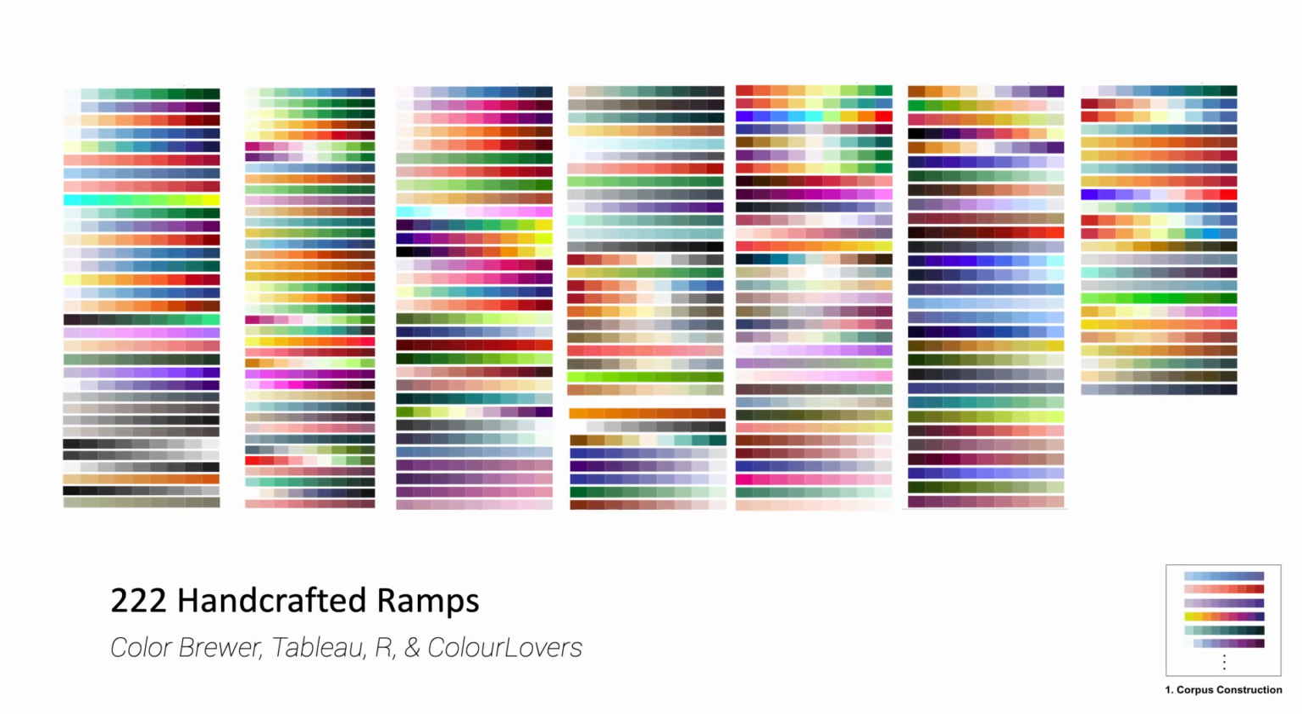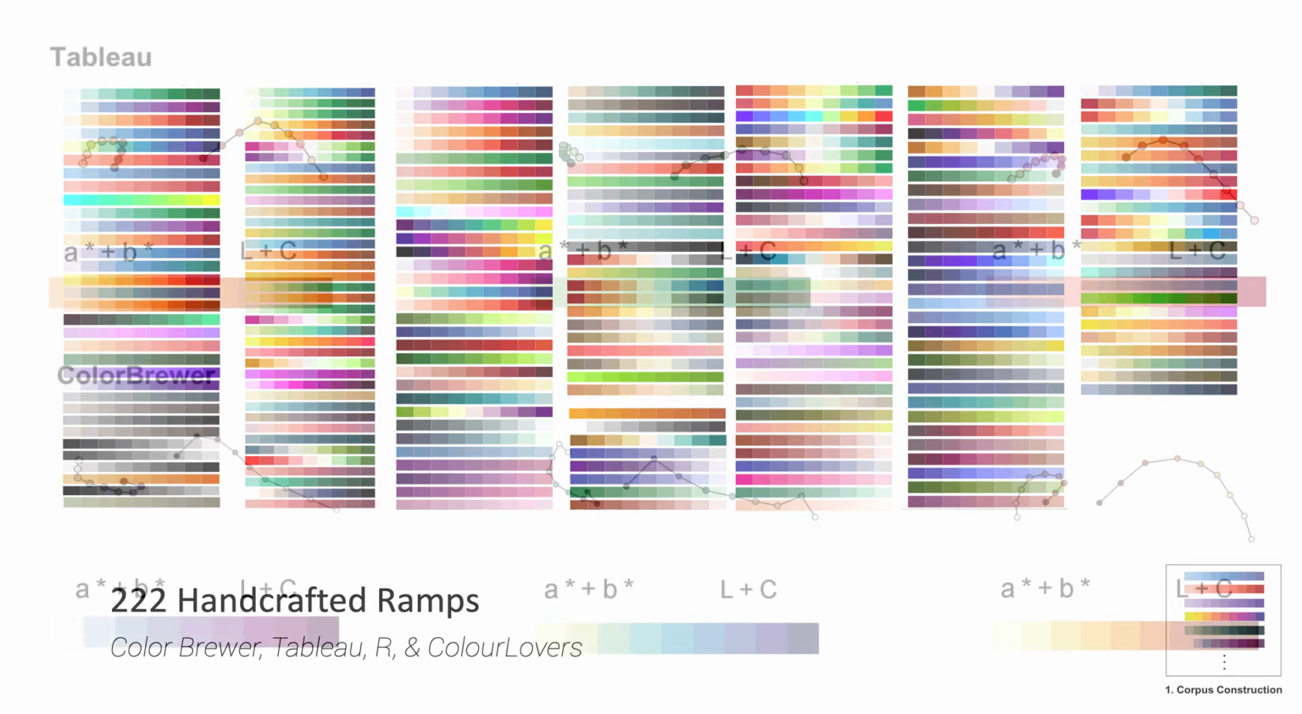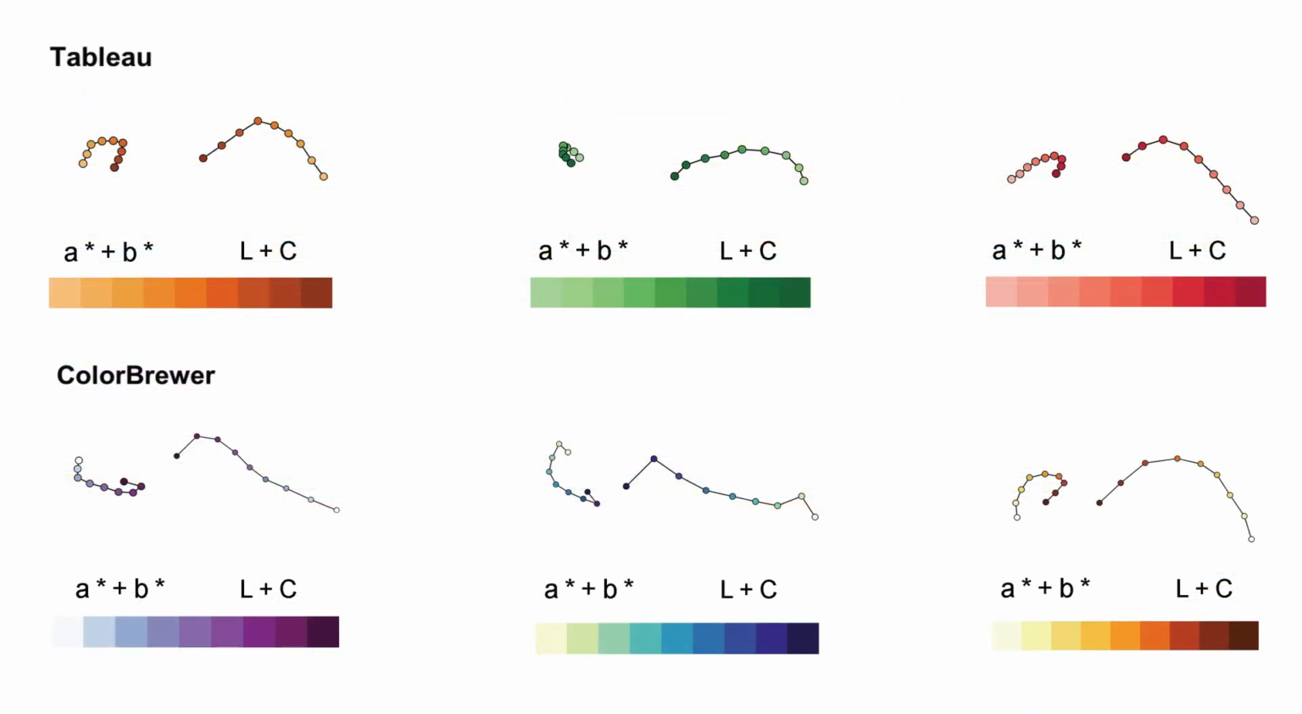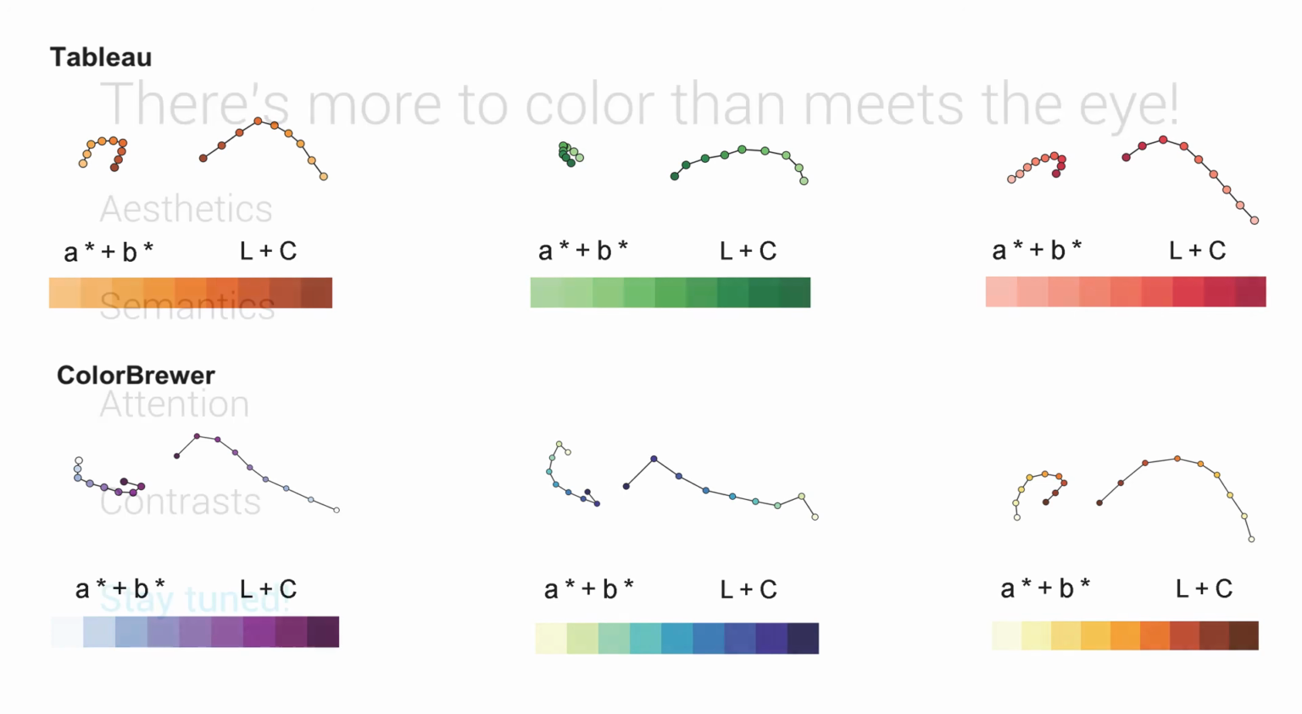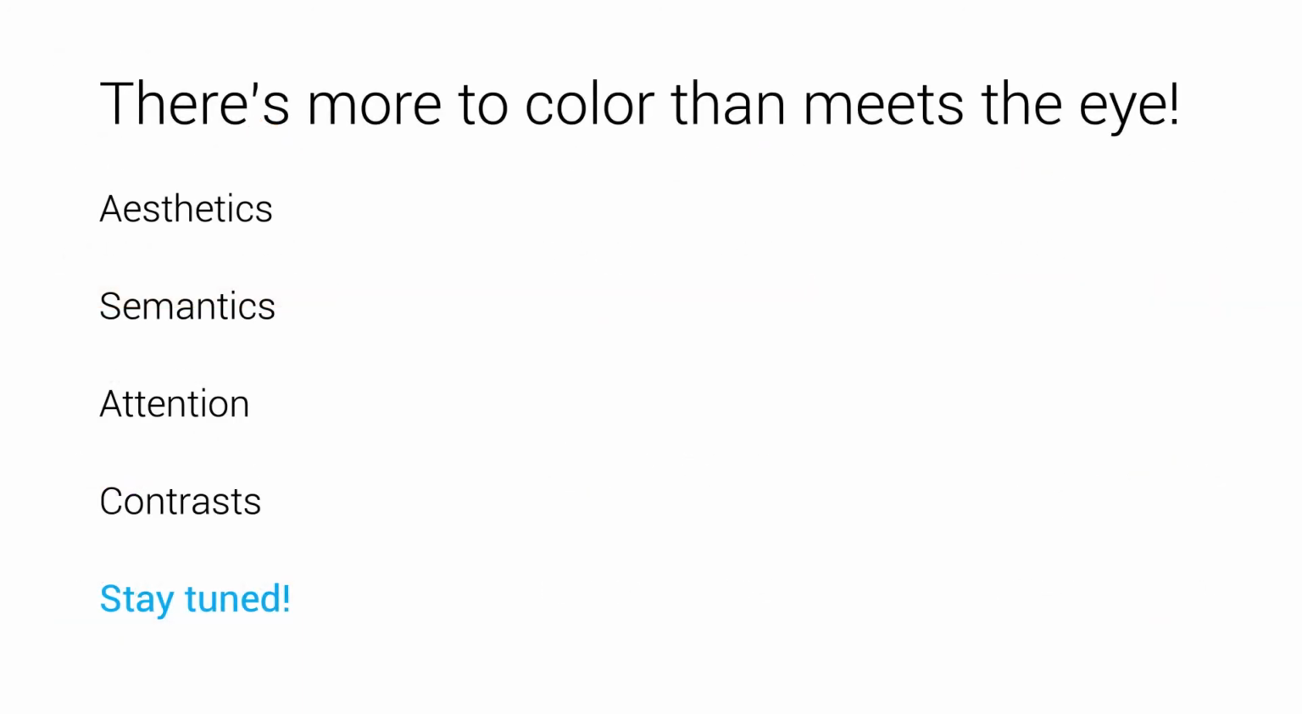In work we presented at VIS last year, we actually analyzed 222 handcrafted ramps, and we saw the same pattern over and over. That is, designer color ramps actually take very interesting and unpredictable paths through perceptual color spaces. What this indicates is that discriminability, while key for understanding how we actually process data differences, is not all that we need to understand in order to use color effectively in visualization. We have other factors like aesthetics, semantics, attention, contrast, all these other ideas that Karen and Francesca are going to talk with you about later in this session.